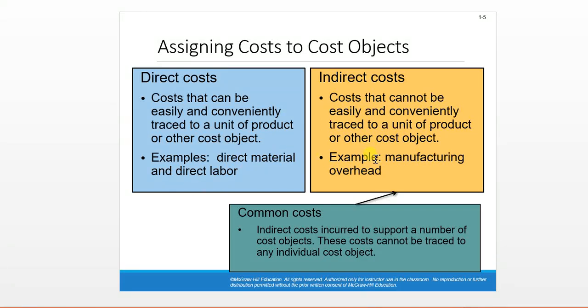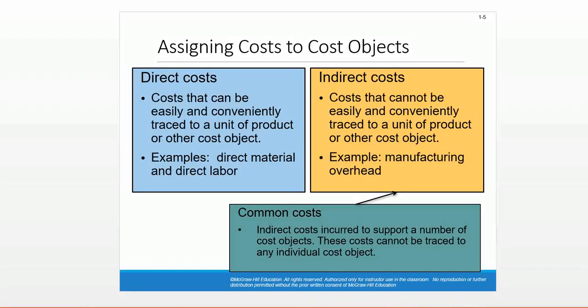Then all the other costs which don't come in the category of direct costs are called indirect cost. These are also called manufacturing overhead, like the utilities and the supervisor salaries and the depreciation of equipment. These kind of costs are called the indirect cost.